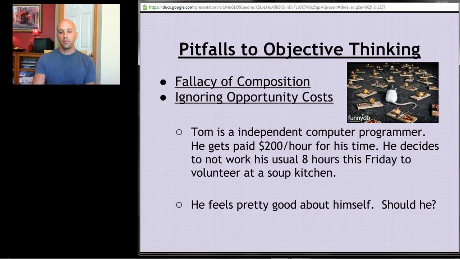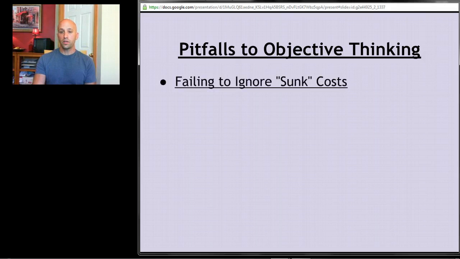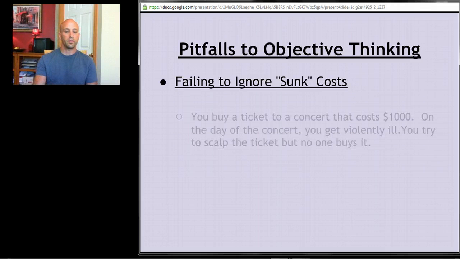All right, next pitfall to objective thinking, failing to ignore what are called sunk costs. A sunk cost is a cost that you've already paid, a cost that you can't do anything about anymore, a cost that happened in the past. And what economists say is that you should totally ignore those costs, not factor them into your thinking. I'll give you an example.